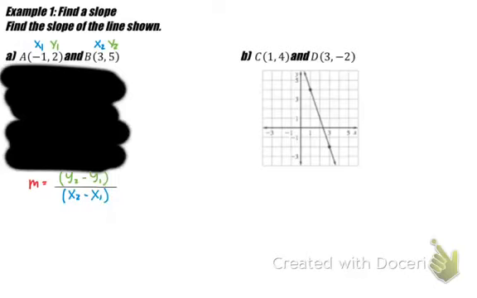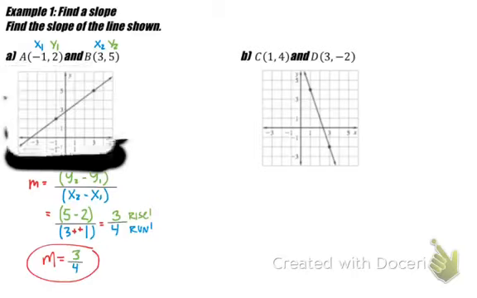So we're going to have 5 minus 2, divided by 3 minus negative 1, and if we simplify, we get 3 over 4. So 3 is going to be our rise from one point, and then we're going to run to that point 4 units. So our slope is 3 over 4.